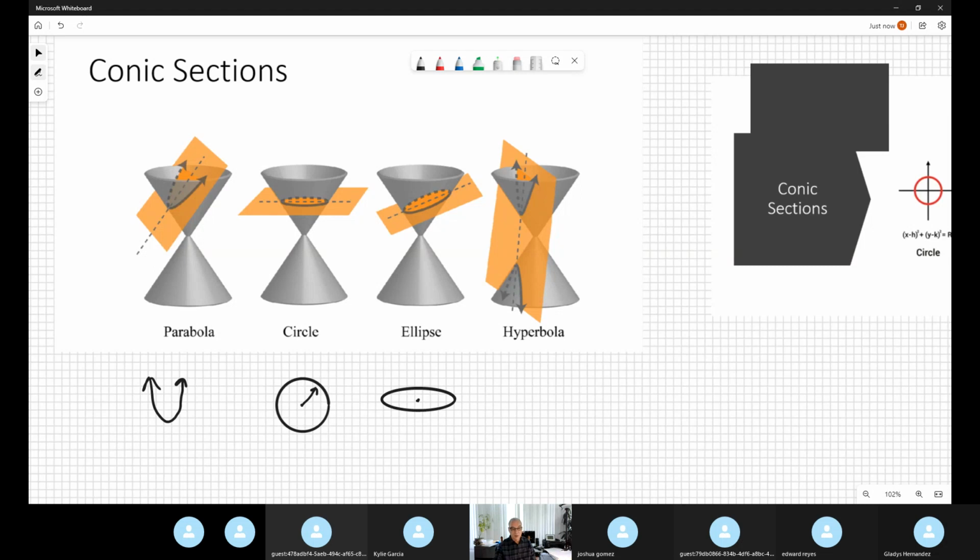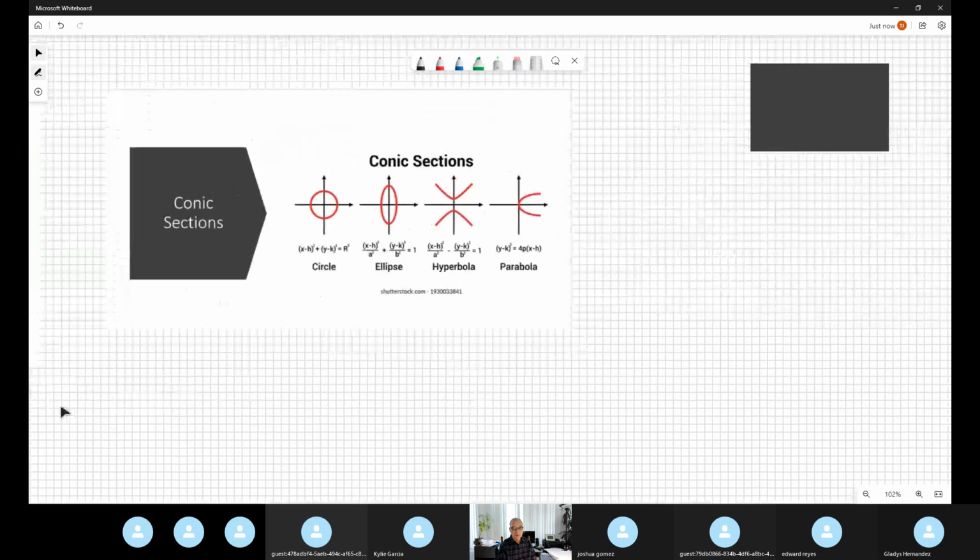A hyperbola contains two branches, like that, or another way. This is, okay, you see that we have one branch here, another branch here. Okay, a parabola here is also open, no, not closed. And circle and ellipse, yes, it's closed. Okay, another idea is this.